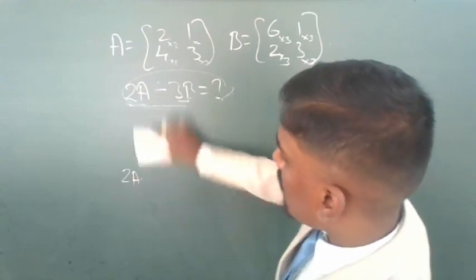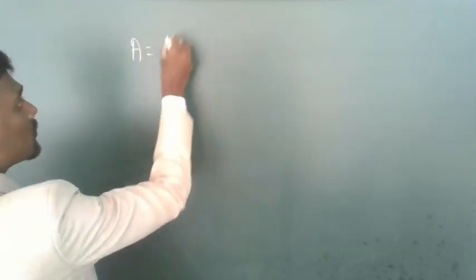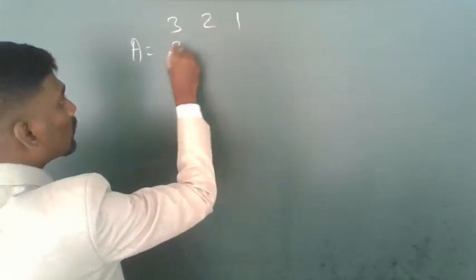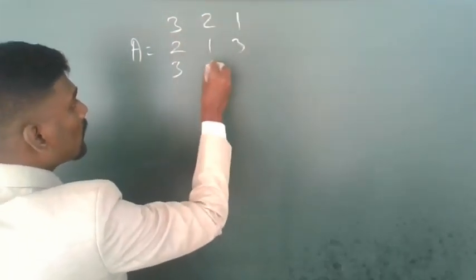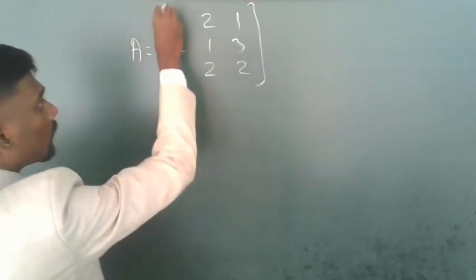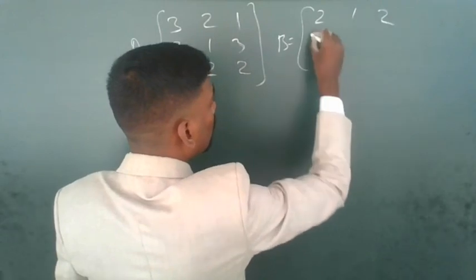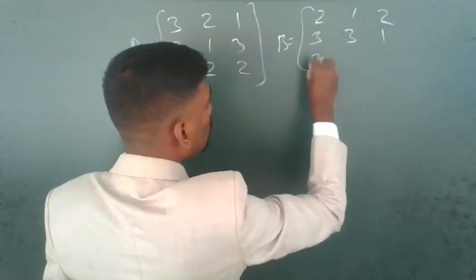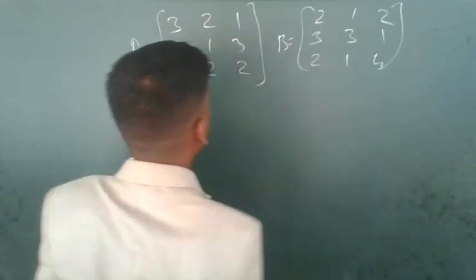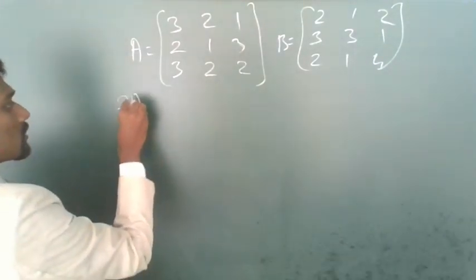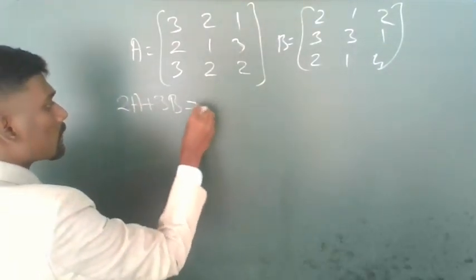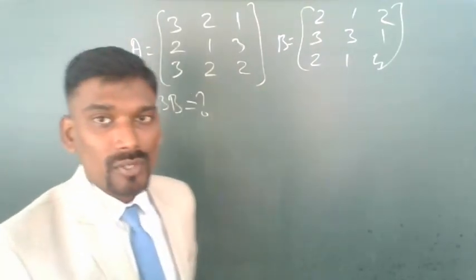Let me see who answers this in the right way. Next, suppose I give a 3 cross 3 matrix. This is a challenge. A is 3, 2, 1, 2, 1, 3, 3, 2, 2. And suppose this is B, that is 2, 1, 2, 3, 3, 1, 2, 1, 4. Find the value of, again, the same thing, 2a plus 3b. How to find the value of 2a plus 3b?